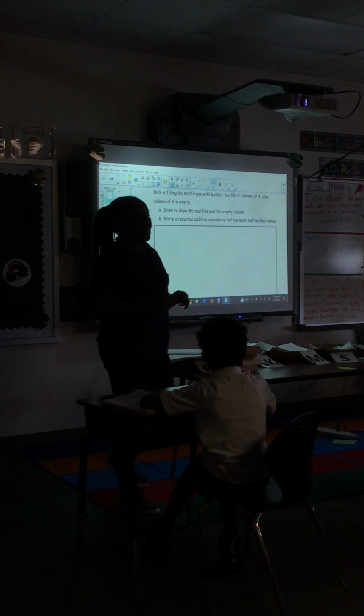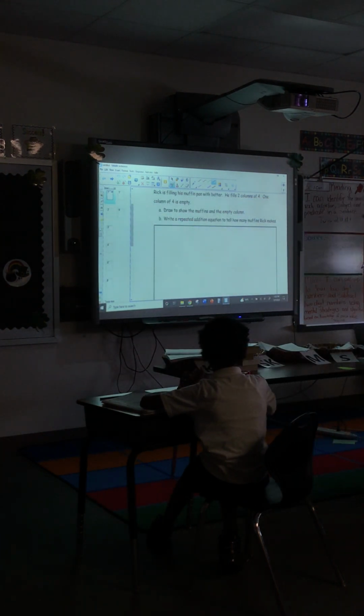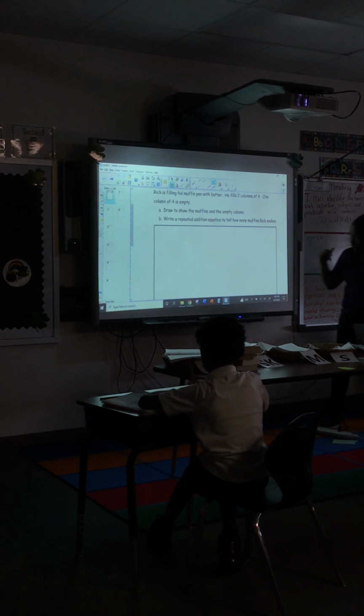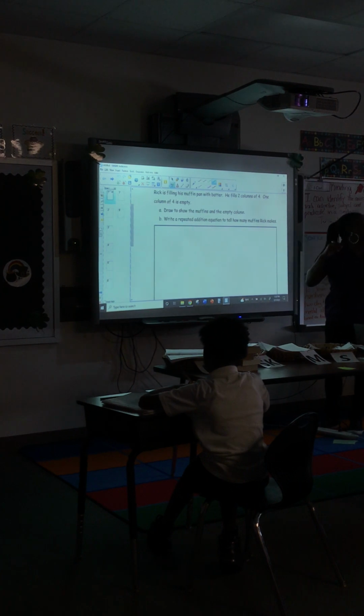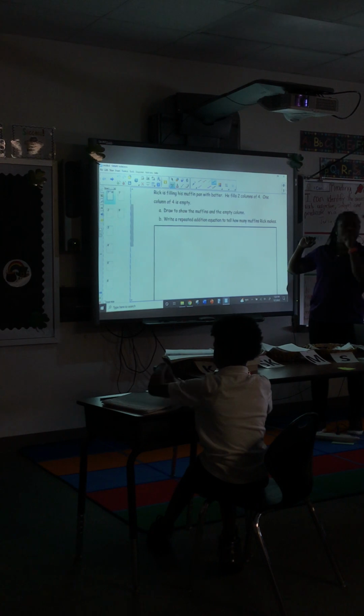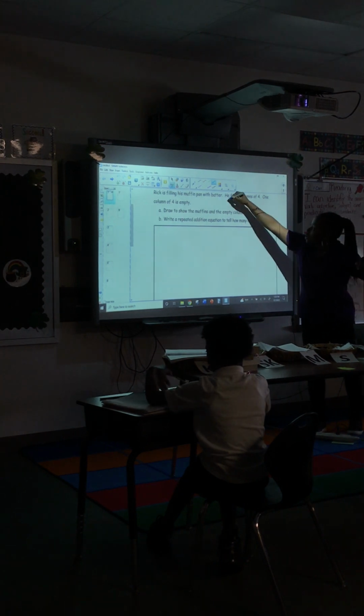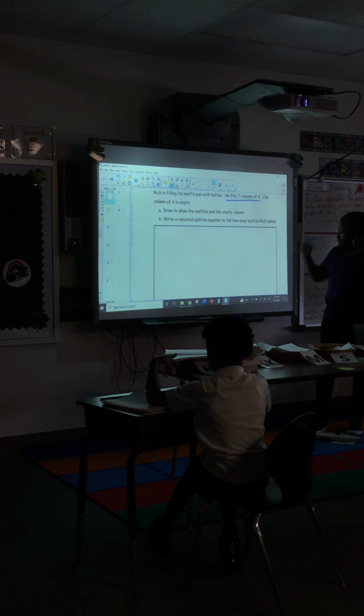Okay, so let's go back to the top. What is Rick doing? He's making muffins, right? So let's underline key words, things that we can pull out. What did Rick do? What can I underline? He fills 2 columns of 4. He filled 2 columns of 4s.